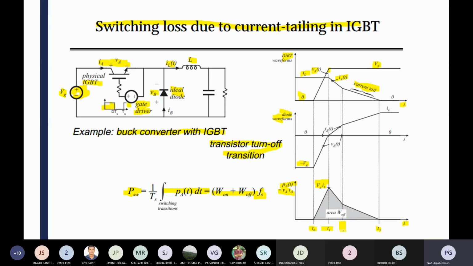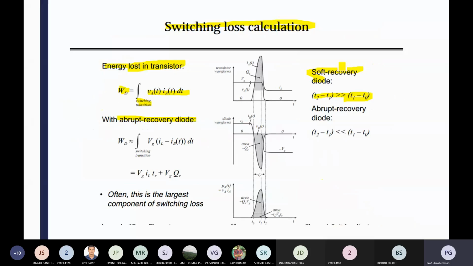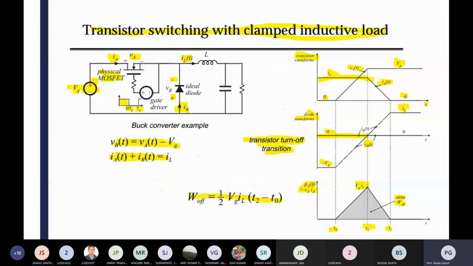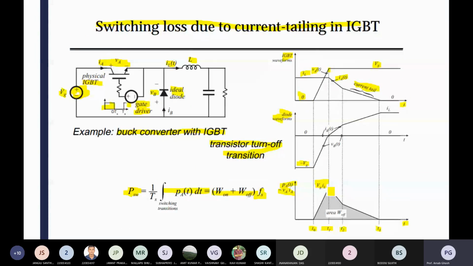Okay, so with an abrupt slope the slope will be quite different. If it is not abrupt, the area will be quite high, so it will take some time. If it is more compared to that, you get more area. So it is soft, it is called soft recovery, not the abrupt recovery.